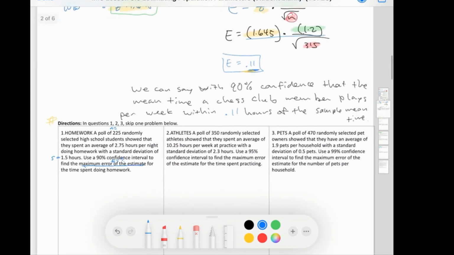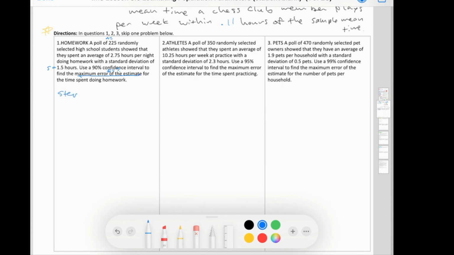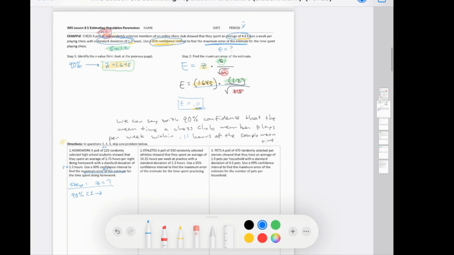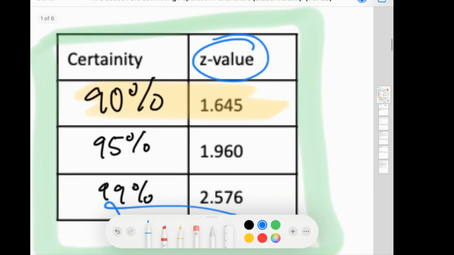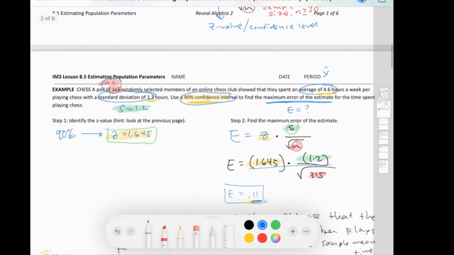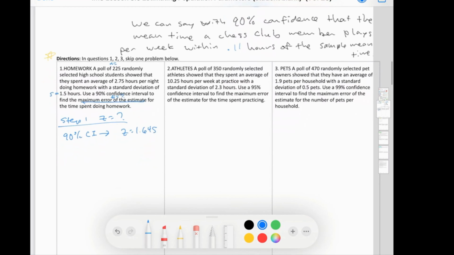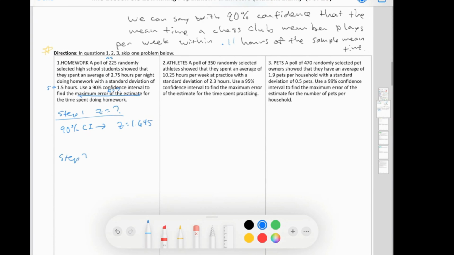We can do what we did above in those 2 steps. So step 1 is, what's our z-score? Well, the 90% confidence interval has a z-score of 1.645. Okay, step 2 is really what is our E value. And remember, E equals Z times S divided by the square root of N.